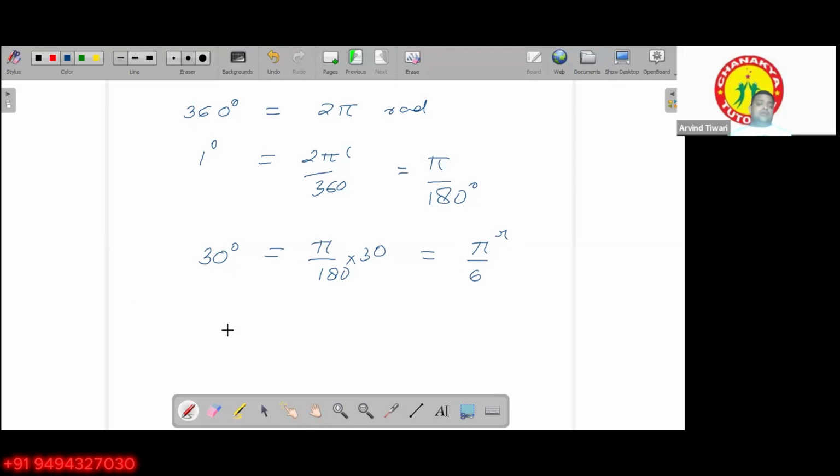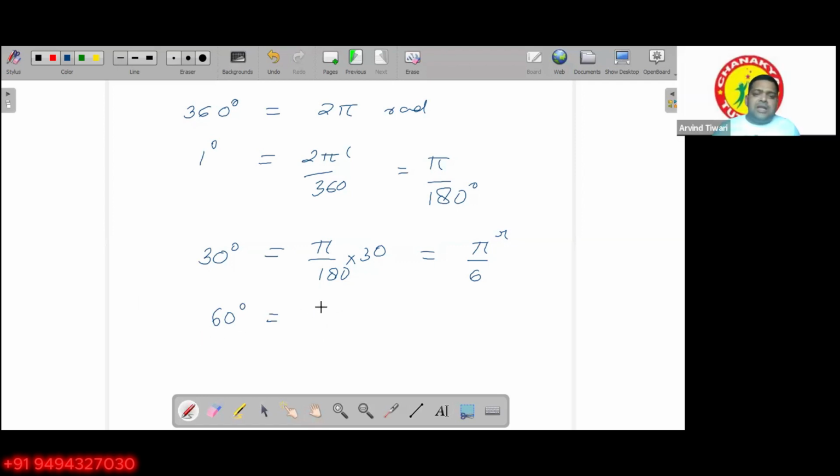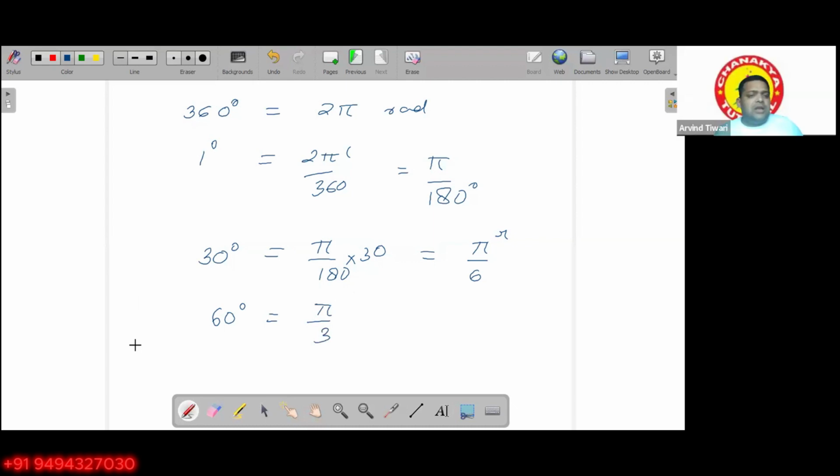If you say 60 degrees, what would 60 degree be equal to? Quickly perform the calculation on your paper. Pi by 3. Yes, it would be pi by 3. I'm not getting answers from other people. Everyone is supposed to calculate and quickly answer. Okay, Pritam, Vedika, everyone.